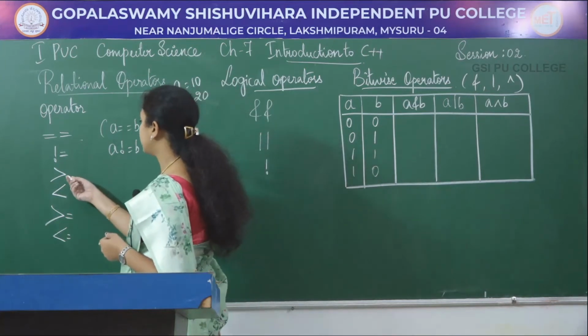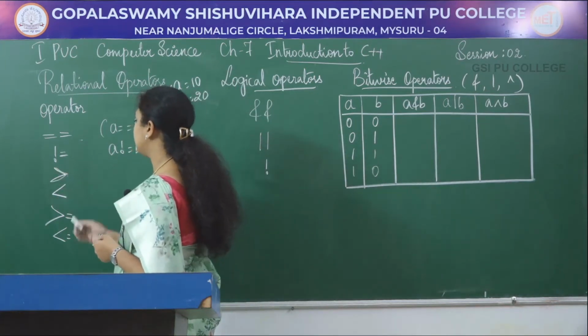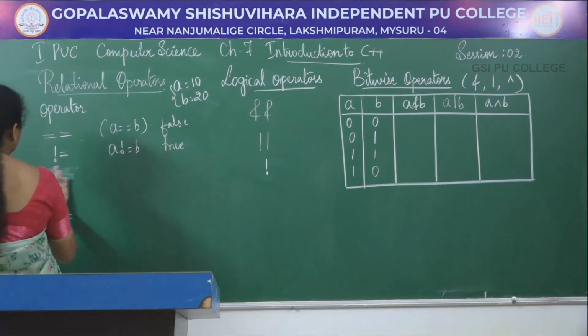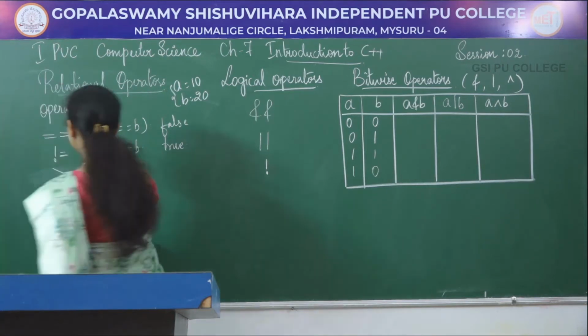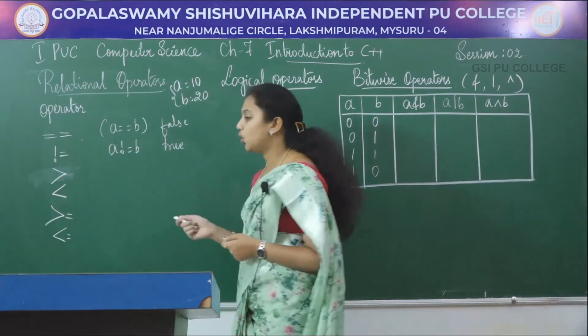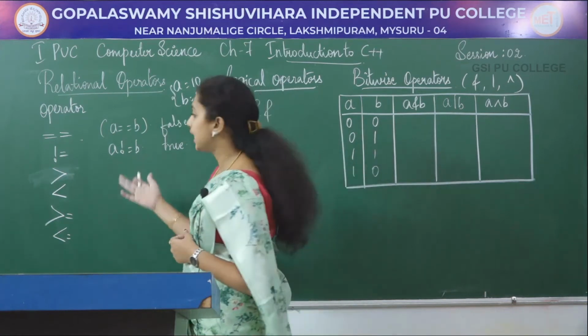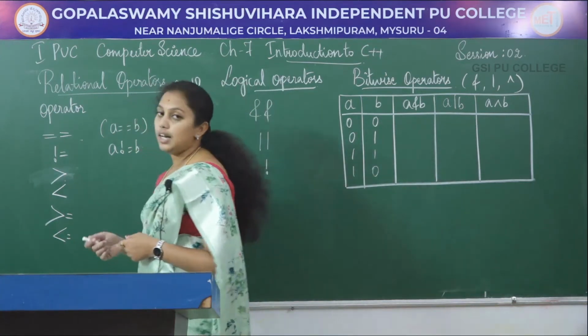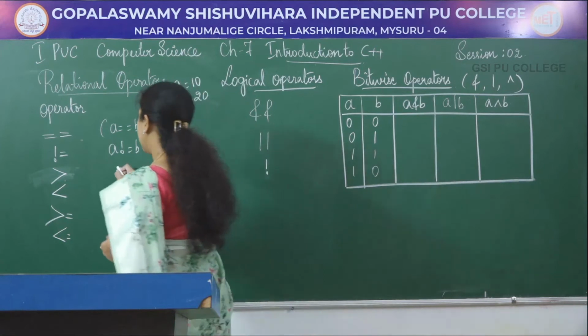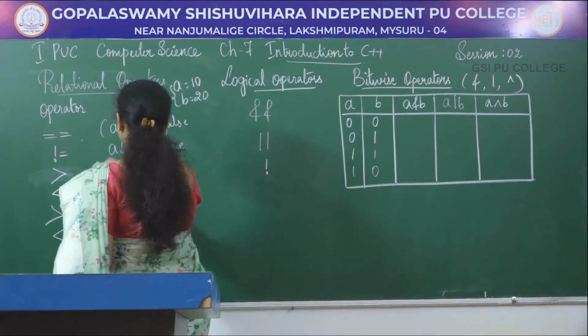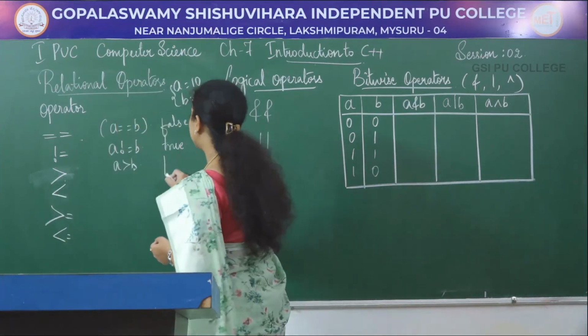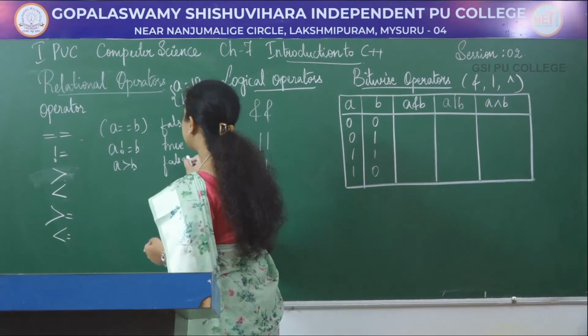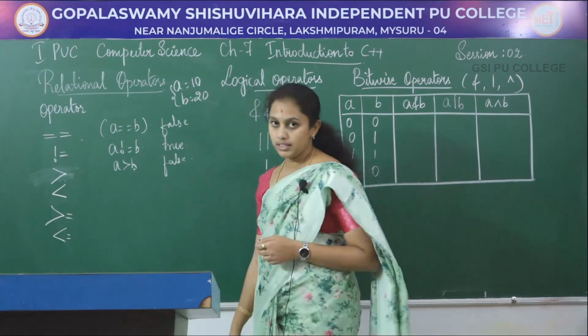And next operator is greater than symbol. It checks if the value of the left operand is greater than the value of the right operand or not. A is greater than B. So what will be the output? The output will be false because 10 is not greater than 20.